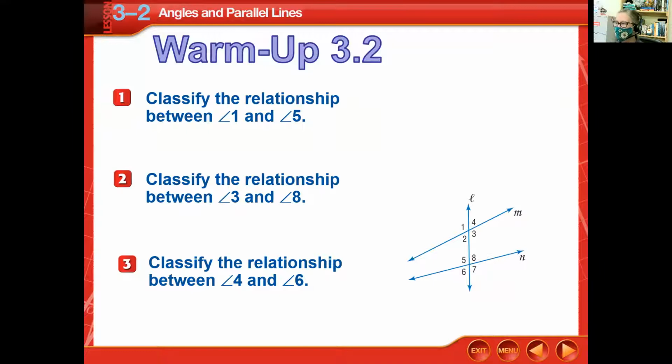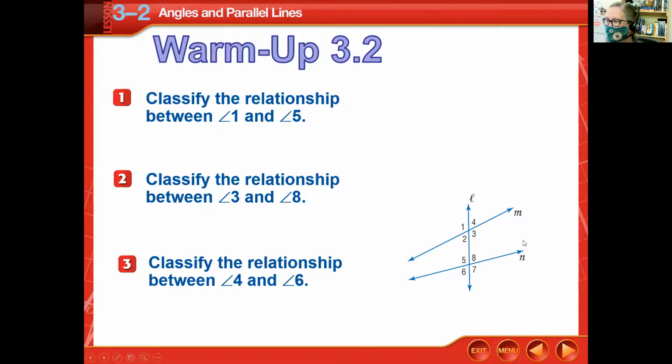When you have 2 lines, like line M and N, and they're crossed by a 3rd line, and it crosses both of them, it's called a transversal, remember? I taught you that in chapter 3, section 1. So line L is a transversal, and when it crosses the other 2 lines, it creates these 8 angles, and there's a special relationship between them.